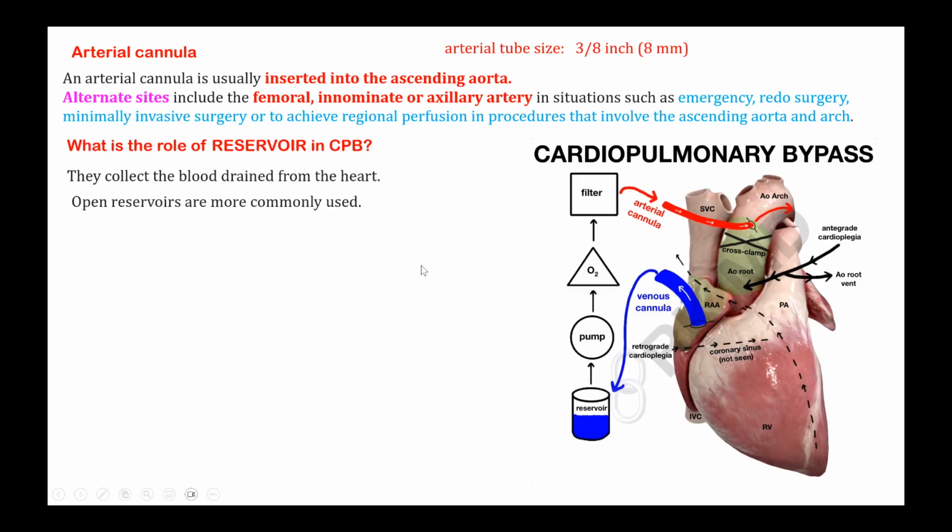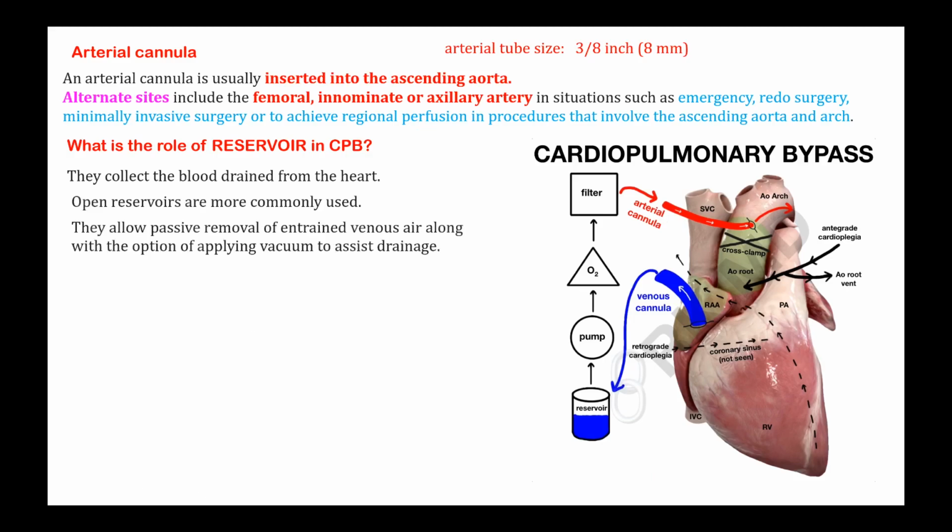So what are the types of reservoirs they can use? Any idea? Open reservoirs and closed reservoirs. Open reservoirs allow passive removal of entrained venous air along with the option for applying vacuum to assist or hasten the drainage.